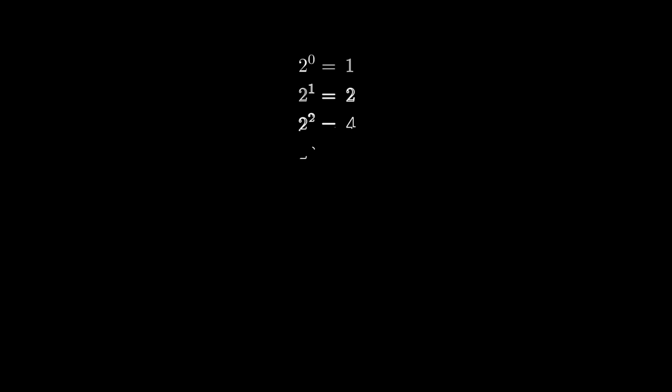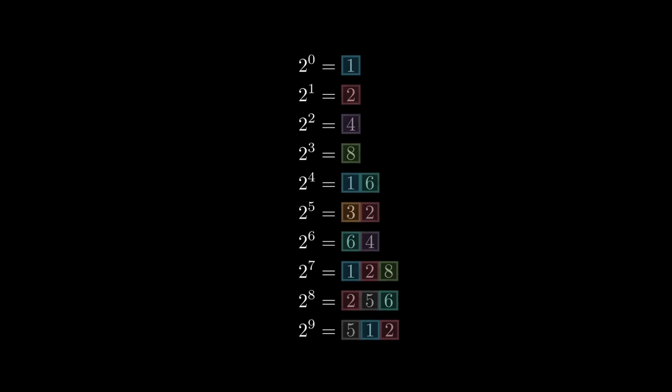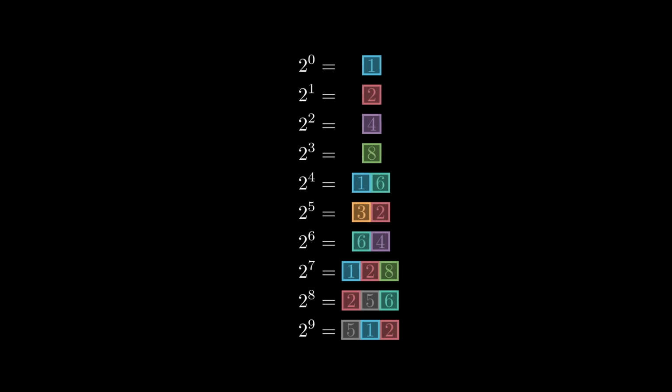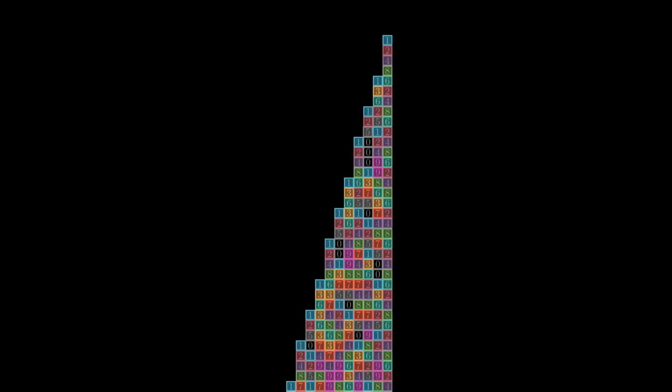You're familiar with the powers of 2, but you may not know about a hidden pattern lurking in their digits. To see it, let's give each of the digits 0 through 9 its own color. Let's also align the digits to the right. This way, all the digits in the ones place are in the same column, all the digits in the tens place are in the same column, and so on. Now let's add a few more rows.